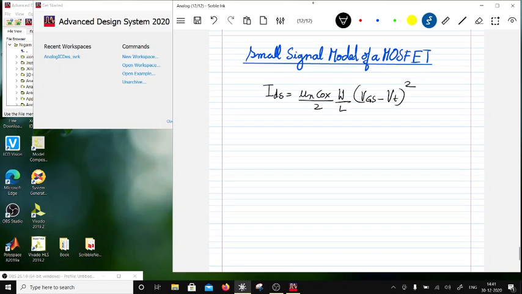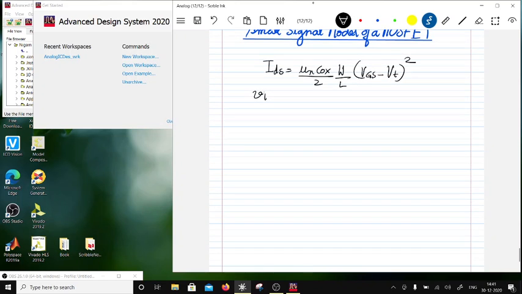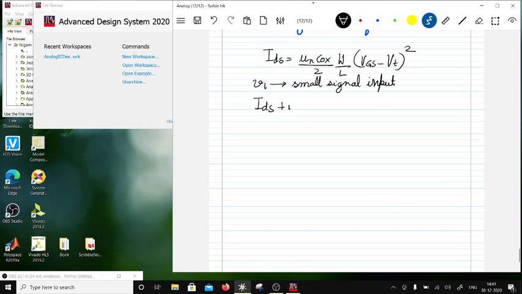Correct? Now I introduce here a small signal Vi as an input. So that will result in a current. So this is a small signal input. This small signal input will result in a current Ii, which will be mu n COX by 2 W by L. This is overdrive, right? So overdrive square, so plus Vi times overdrive square.